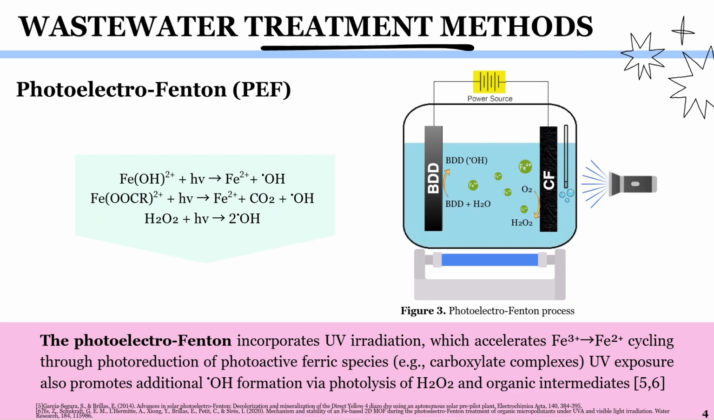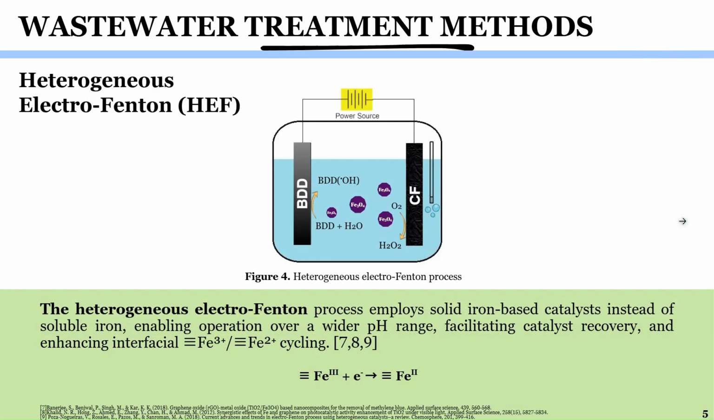In the photoelectro-Fenton process, UVA and UVC irradiation accelerate ferric to ferrous cycling via photoreduction, while also generating additional hydroxyl radicals through the photolysis of hydrogen peroxide and organic intermediates. However, the requirement for low pH operation, the need for additional physical treatment steps, and the disposal of soluble iron species limit the scalability of homogeneous photoelectro-Fenton systems. To overcome these limitations, heterogeneous systems have been developed.